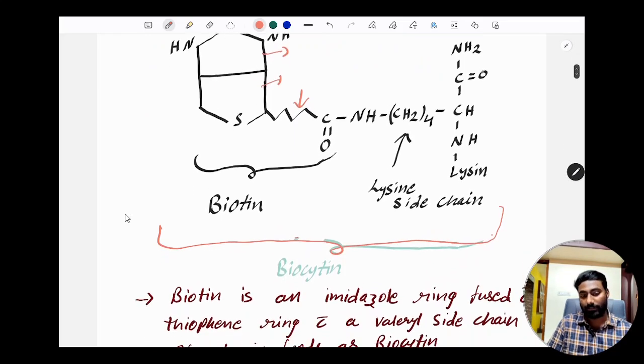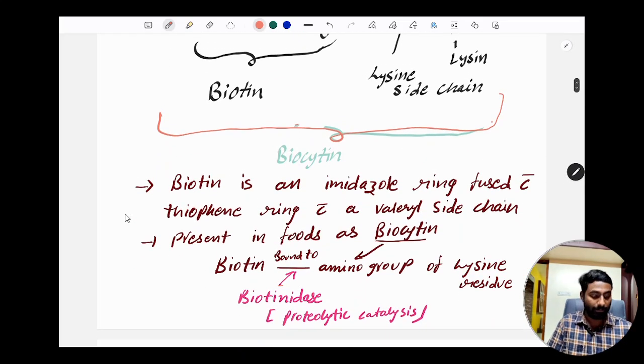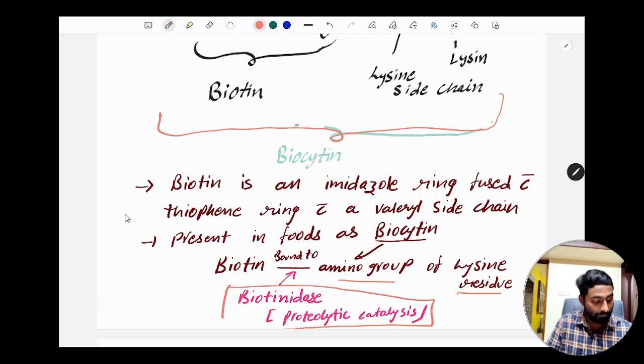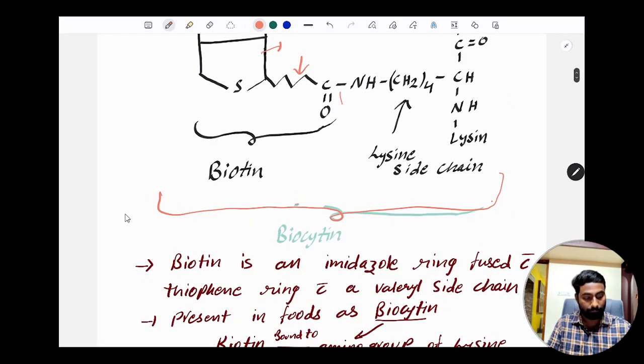Now, in food, biotin is bound to the amino group of a lysine residue. In order to make the biotin free in our body, biotinidase causes proteolytic cleavage of this bond which is present between biotin and the lysyl side chain and makes the biotin free.